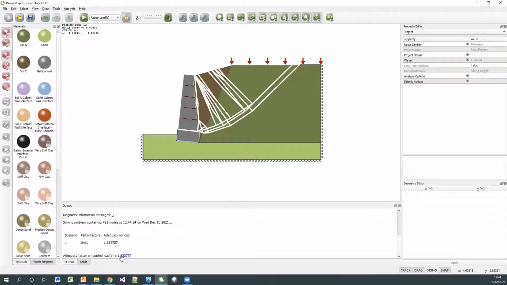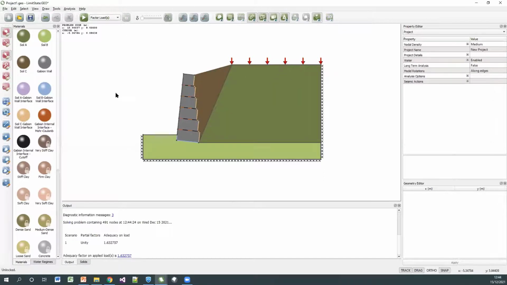And my adequacy factor here has gone up because I've constrained the problem. It's finding it harder to get it to fail, so it's gone up to 1.63. And again, that is the factor we have to increase the backfill weight by to cause collapse.